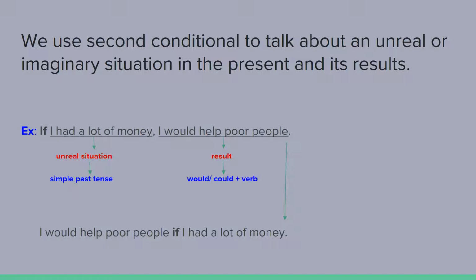You can also say or write the same sentence as I would help poor people if I had a lot of money. As you can see, we did the same thing here, we wrote the result section first, and then it was followed by the situation sentence.